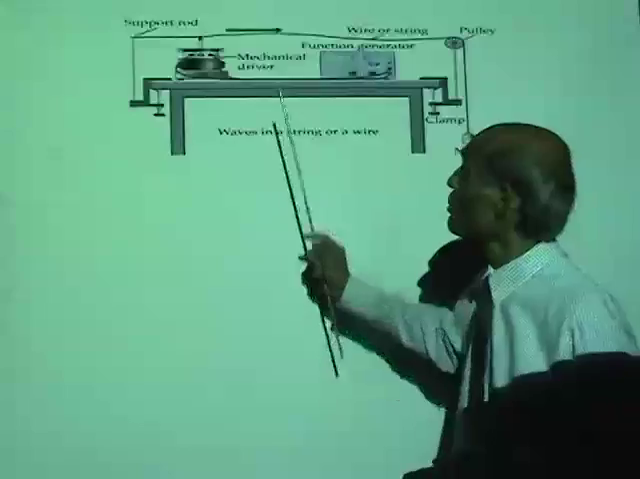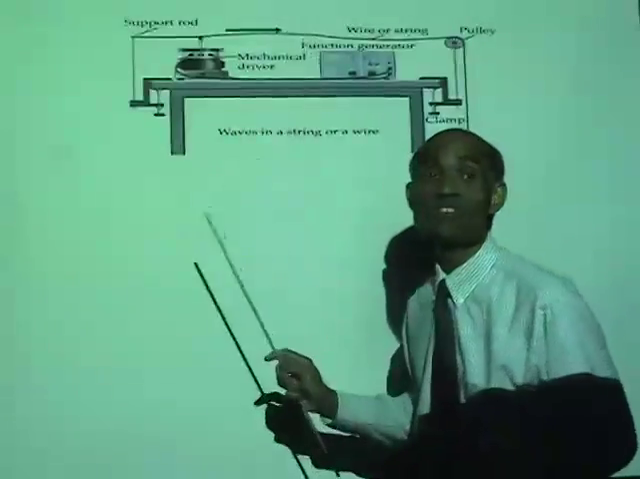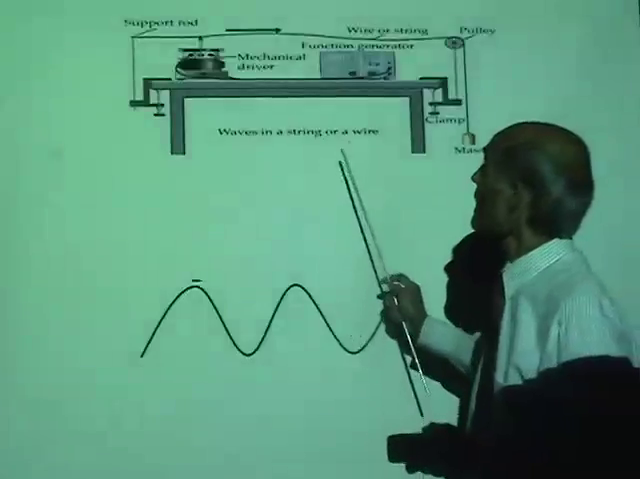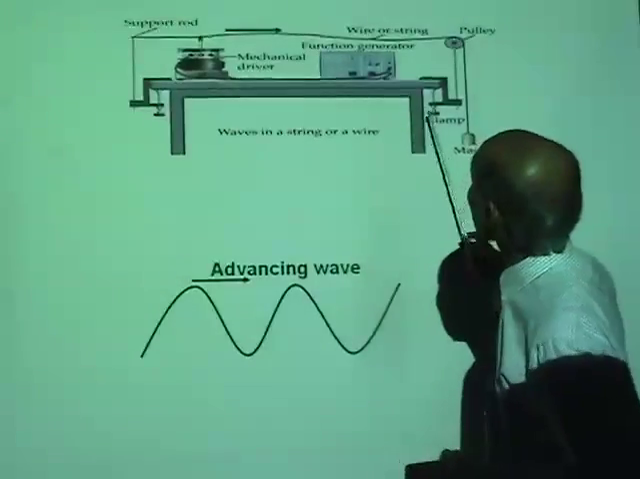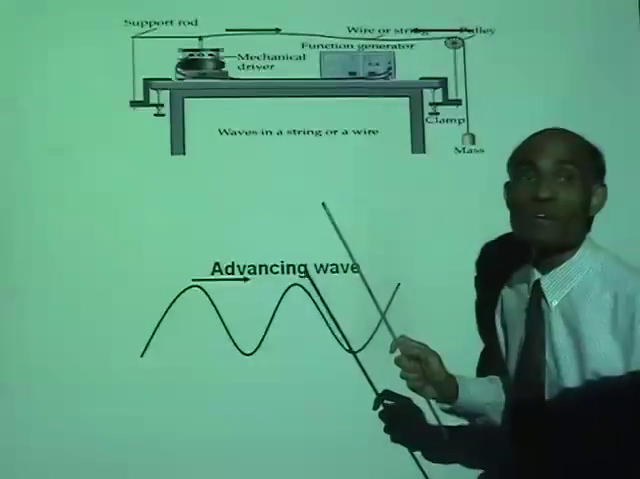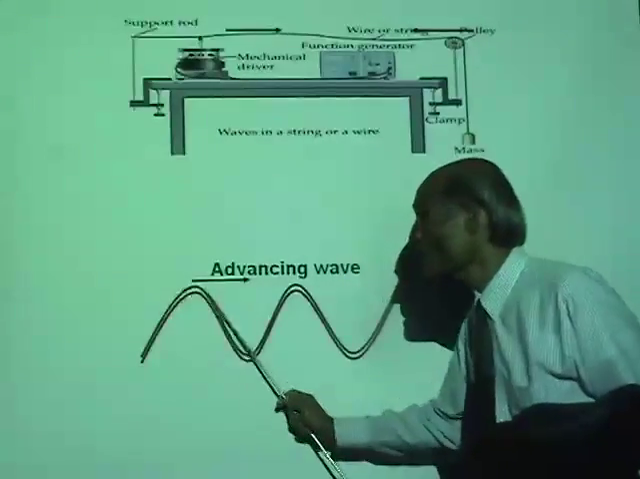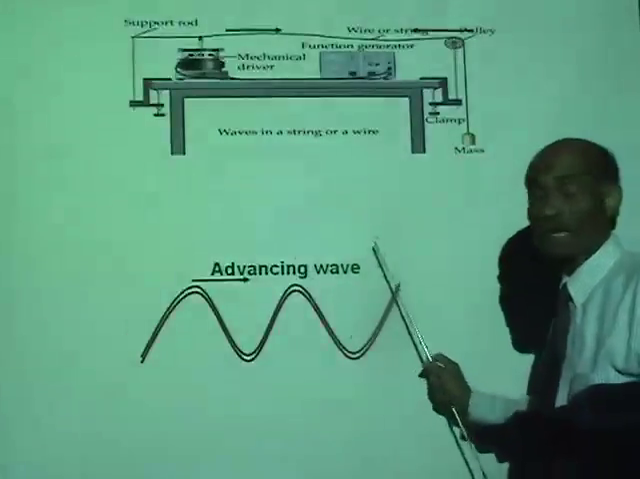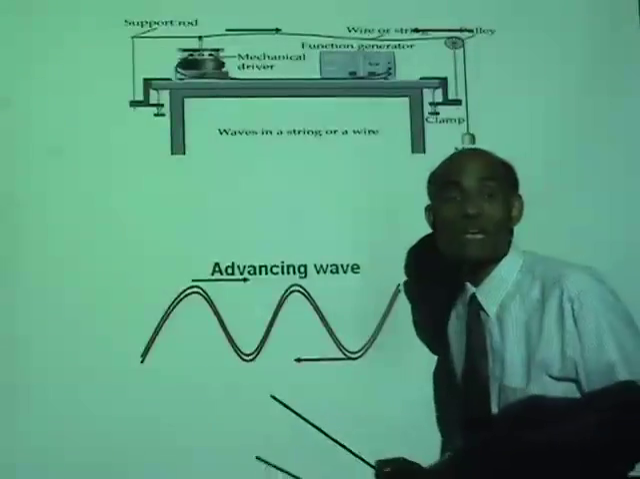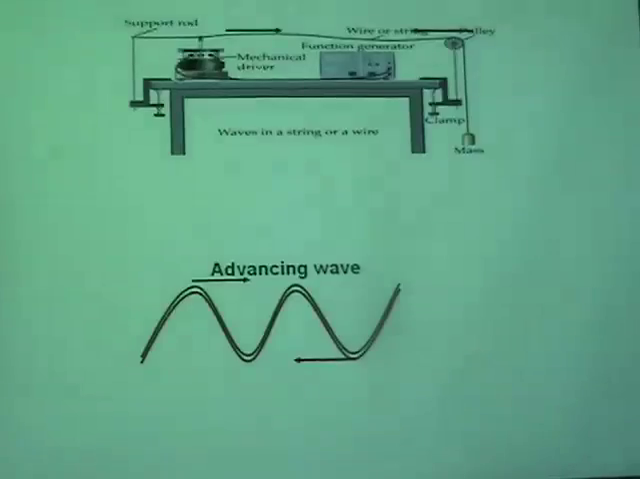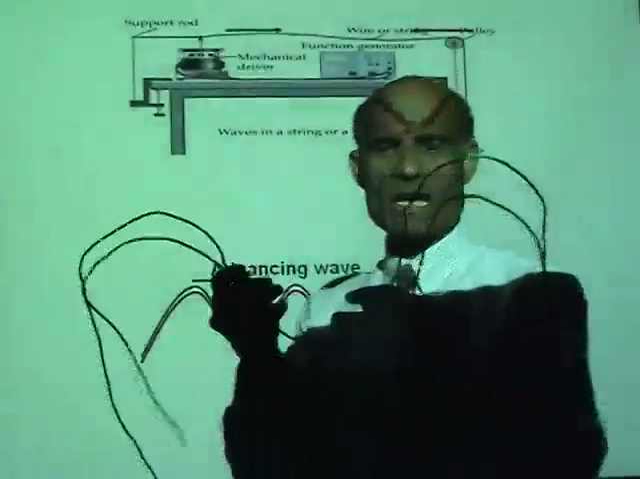Alright, let's now talk more. Now the green wave is the advancing wave. Here is the advancing wave, and the red wave is the reflected wave. So you must understand that the green wave is moving to the right and the red wave is moving to the left. Now let me see if I can construct that on a very clumsy model here.